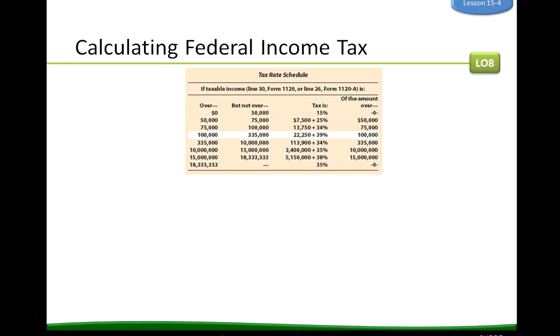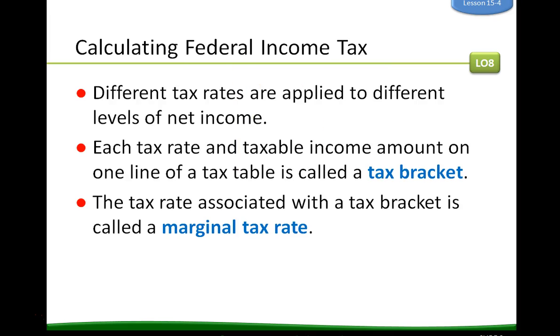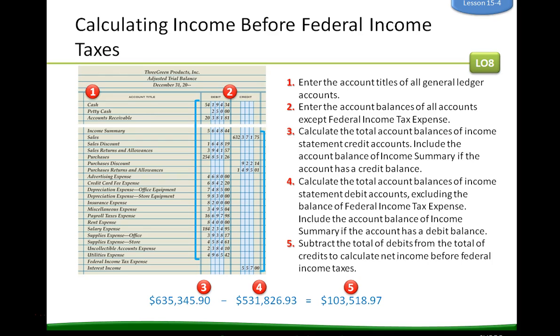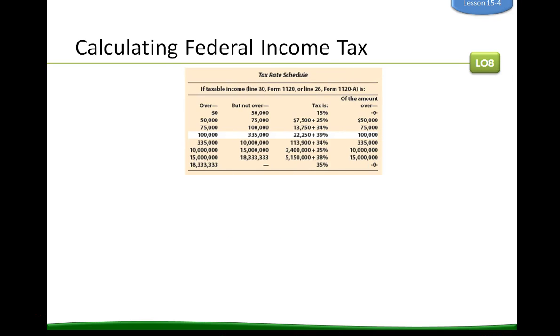So the first step in calculating federal income tax is to find the correct tax bracket. 3 Green's net income before federal income tax, which we got from that slide, $103,518.97, places 3 Green in the over 100,000, but not over 335,000 tax bracket. 3 Green's income tax will be $22,250 plus, so right here, plus 39% of income above 100,000.